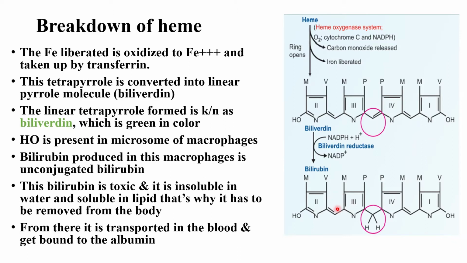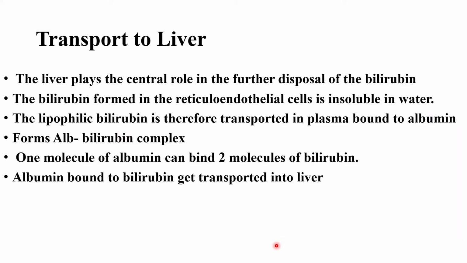So from there it is transported in the blood and gets bound to the albumin. So you will see how. Now next is the transport to liver. The liver plays the central role in the further disposal of the bilirubin. So here we are talking about unconjugated bilirubin.